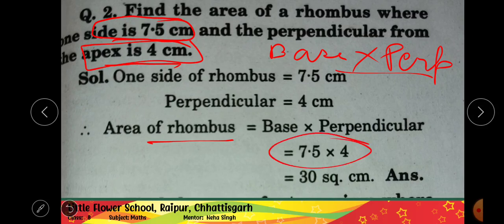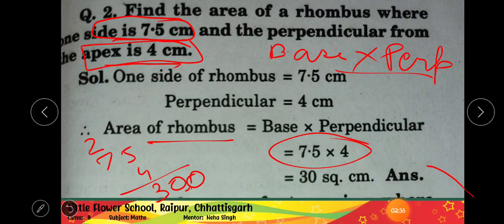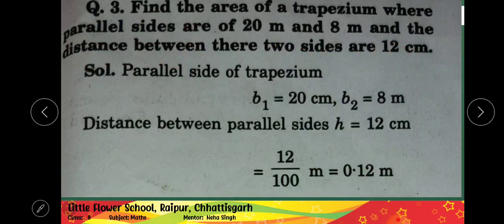We can directly multiply 75 with 4. 5 4s are 20, 0 and 2 carried, 7 4s are 28 and 2 is 30. And here was the decimal, so we'll put a decimal here. So what is our answer? 30 square centimeter. Okay, so now moving to the third question, find the area of trapezium.